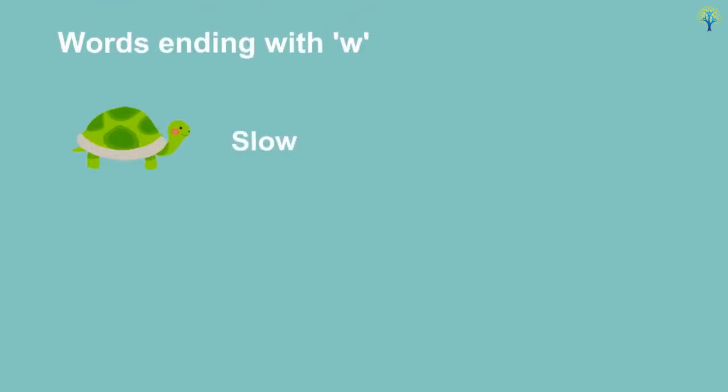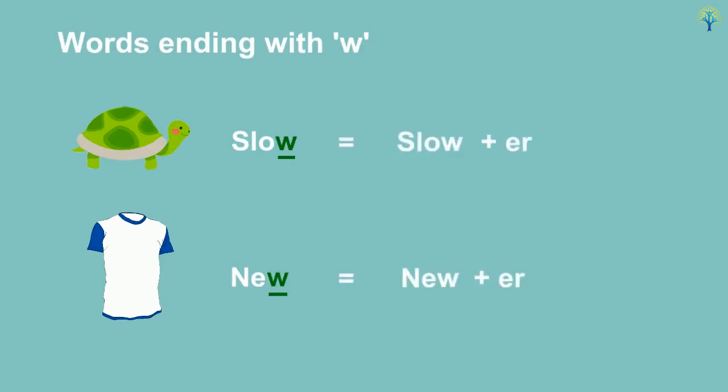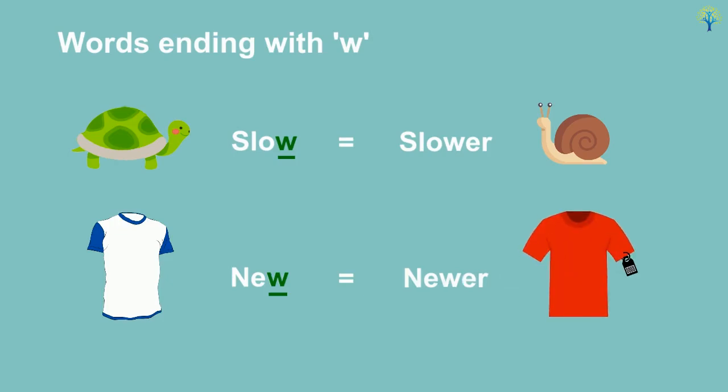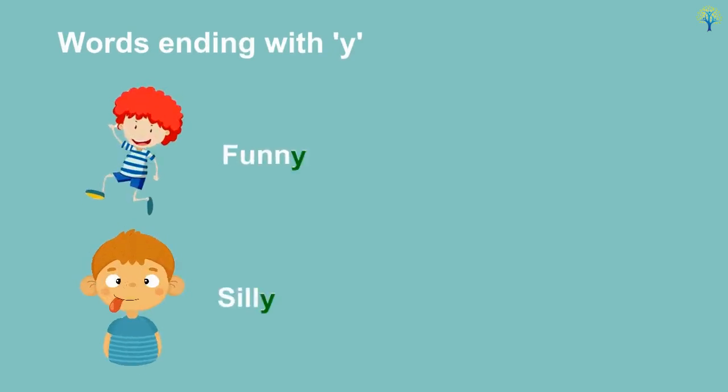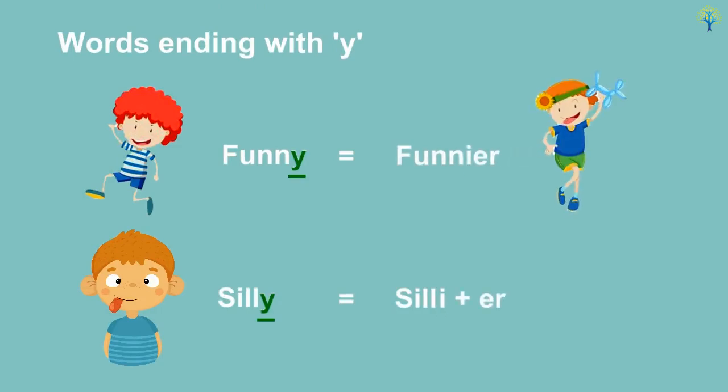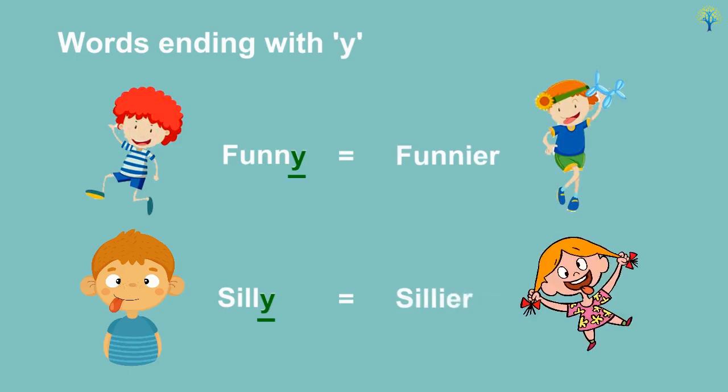If a word used to compare two nouns ends with "w", like slow or new, then don't double the "w". Just add "er" to the word. Slow becomes slower, and new becomes newer. If a comparative word ends with "y", for example, funny or silly, then change the "y" to "i" and add "er". Funny becomes funnier, and silly becomes sillier.